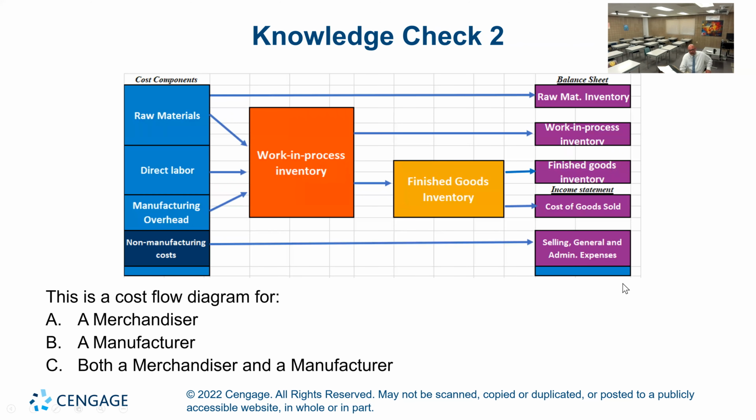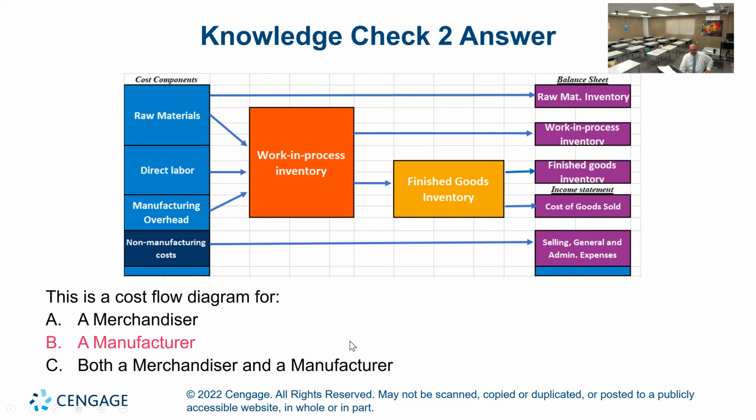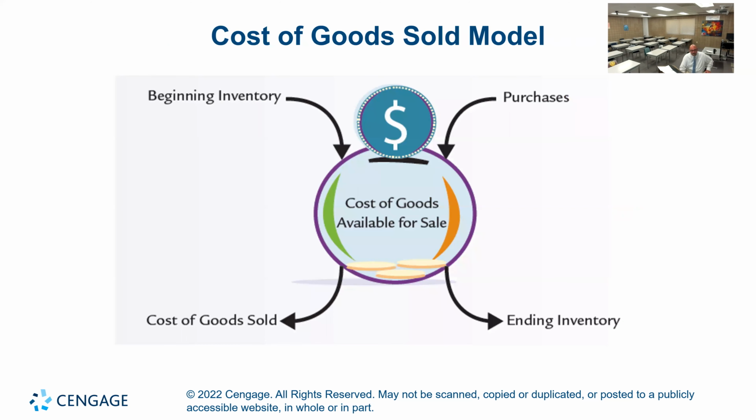This is a cost flow diagram for what you will do in accounting 2. A manufacturer has the raw materials, direct labor, manufacturing overhead. Except for the rest of the chapter, we're not going to worry about it. We are going to have one account and we are going to call it inventory because we are buying it from one business to either sell to another business or to the public.